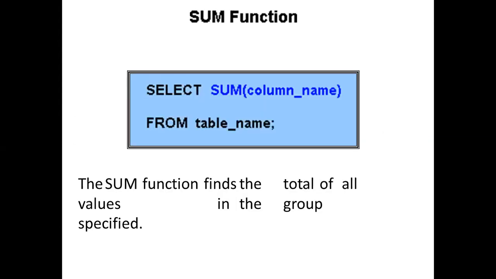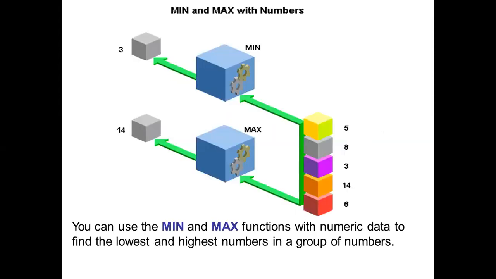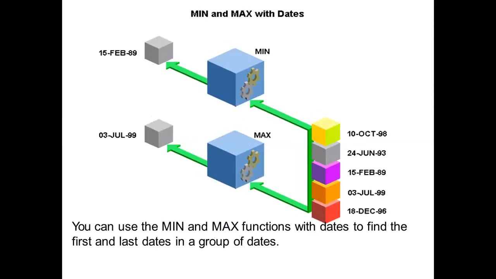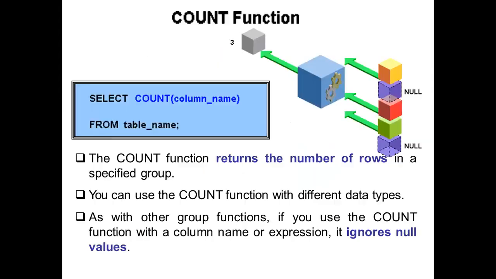Next, we have the sum. Again, it finds the total of all the values in the group specified. We have the min and the max functions. The syntax is shown. Min and max functions can be used with the number data type, with dates to find the first and the last date, and with characters to find the first and last alphabetical values.